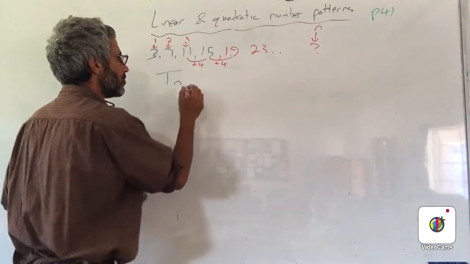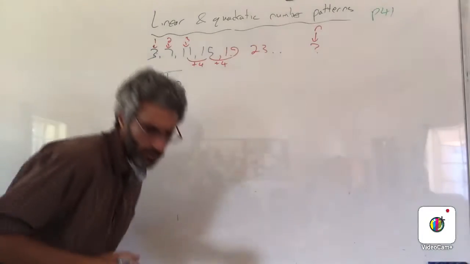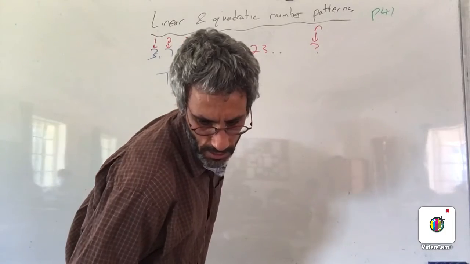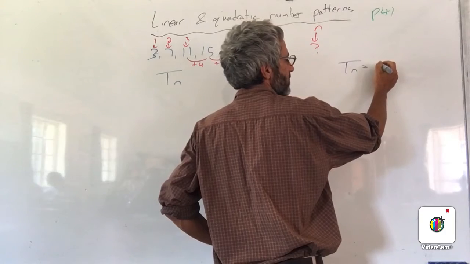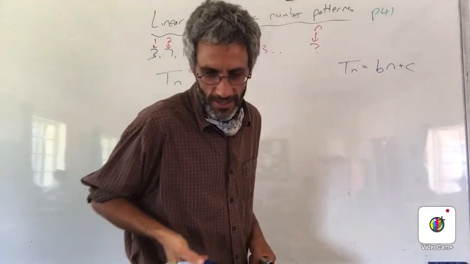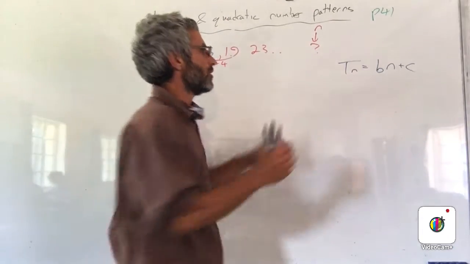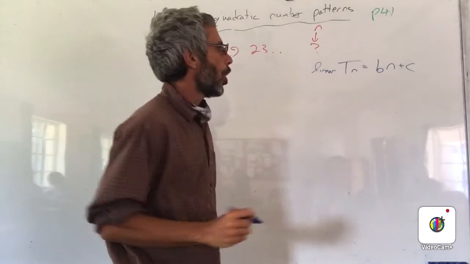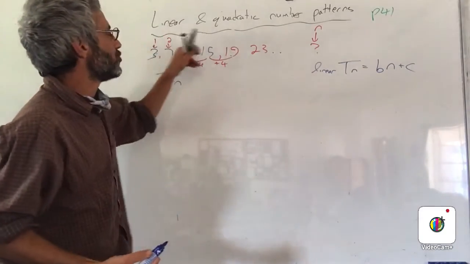Okay? So we know that the nth term, I'm just going to use the same letters they use in the book. The nth term, I'll write it down here, for any linear pattern, is Bn plus C. I used A last year, but I'm going to go with what they use in the textbook. That's the general linear nth term. What is n? It's just a number. It's an integer that starts from 1, 2, 3 all the way.